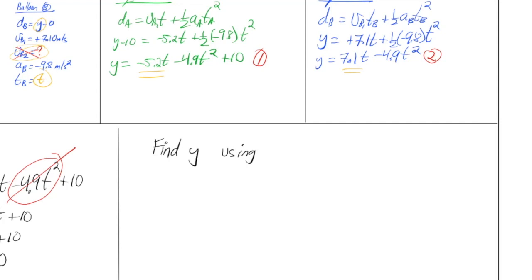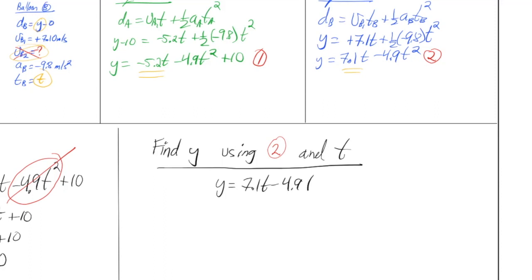And now that we have the time, we can find position y using either equation 1 or equation 2. I'm going to choose equation 2 because it's a little easier to work with. So using equation 2 and what we got for time, and even color code it. So y is equal to 7.1t minus 4.9t squared.